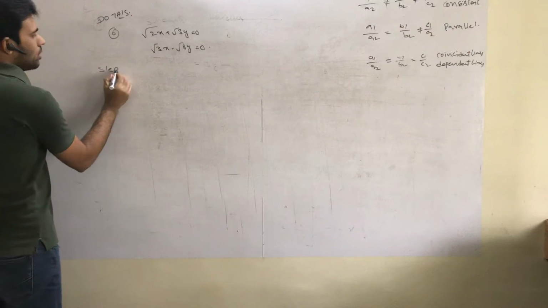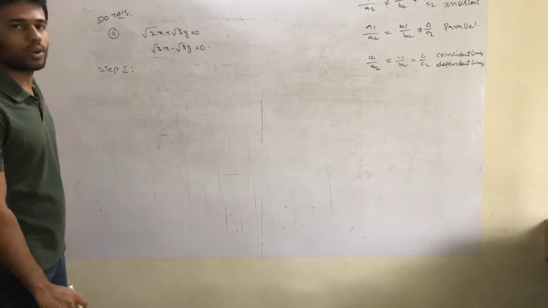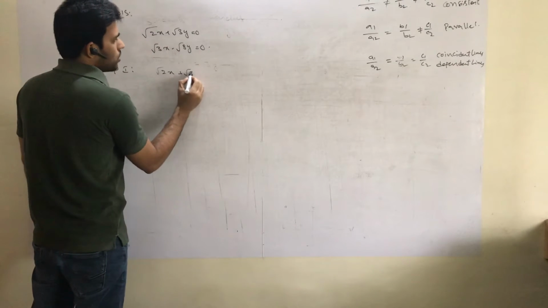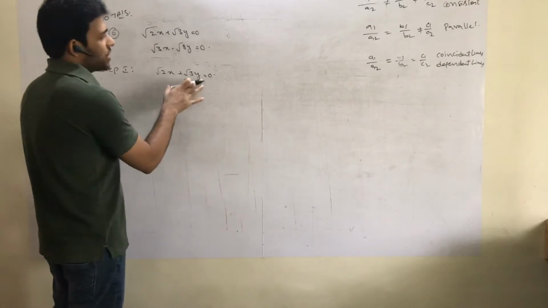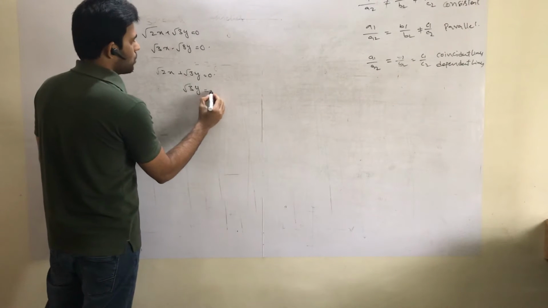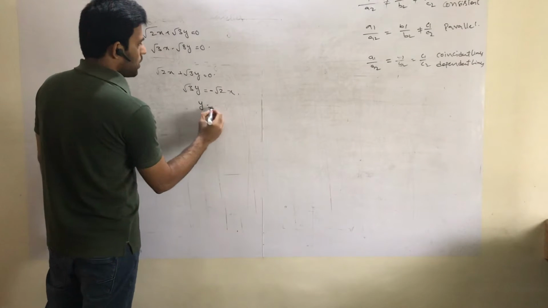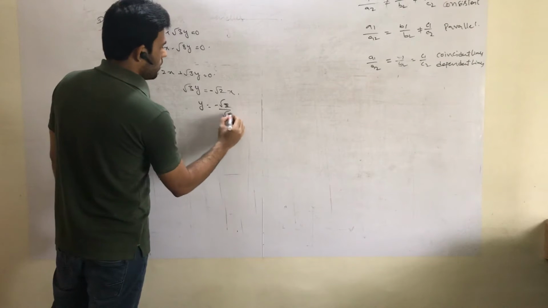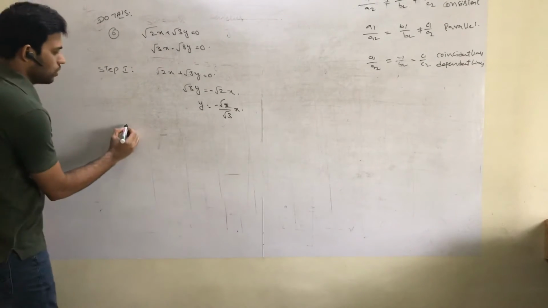So let's follow our substitution method. In step 1, take equation 1, that is root 2x plus root 3y equal to 0, and represent y in the form of x. Then root 3y equals minus root 2x, and y becomes minus root 2 by root 3 x. So that is the value of y.